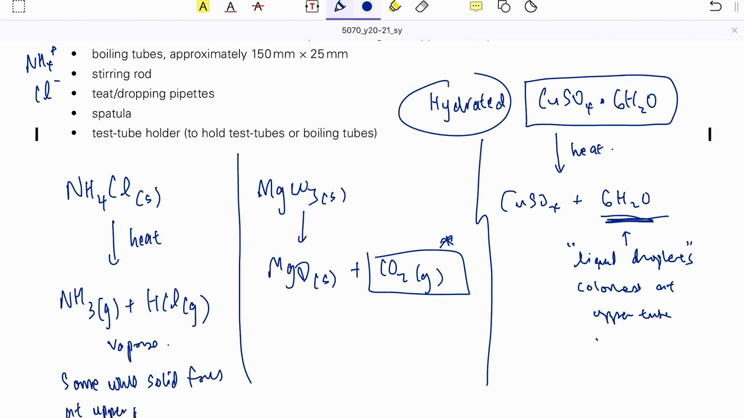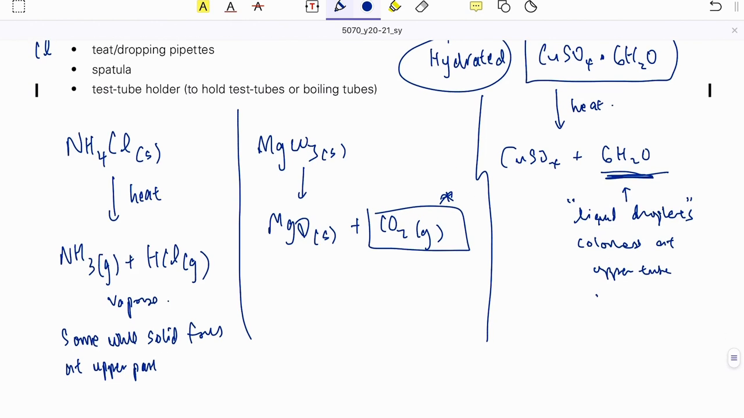So if you are not aware of what I'm talking about, you should ask your chemistry teacher to demonstrate this to you. Ammonium chloride is available in most schools in Brunei and everywhere else. So just put it in a test tube and heat it and then observe what happened, yeah? Okay, so white solid will form at the upper part of the tube.